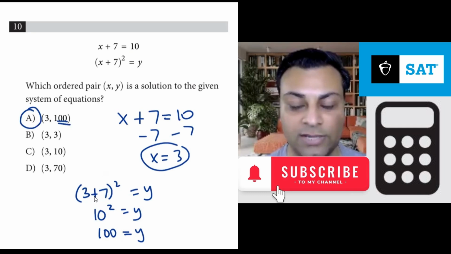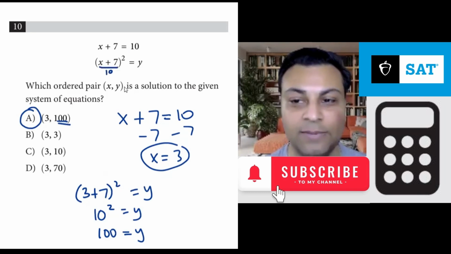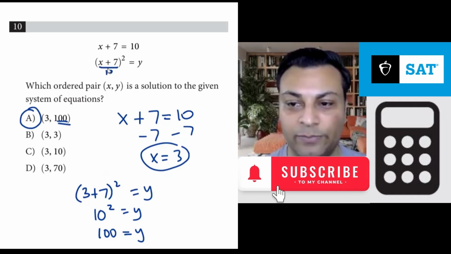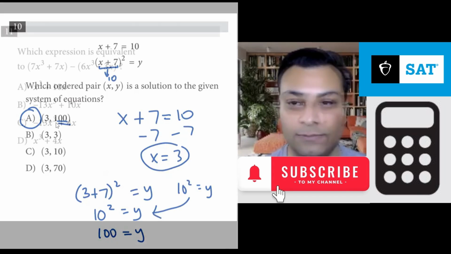And the other way is to say, I don't need to plug a 3 in. X plus 7 is known to be 10 by itself. The entire x plus 7 is already 10. I'm not dividing by 10. The entire x plus 7 is 10. So you get 10 squared equals y. You just save a step. You end up here anyway. You still get y equals 100. So the answer is A.